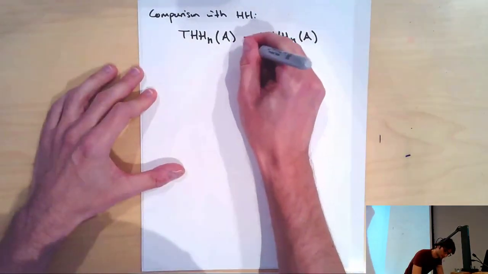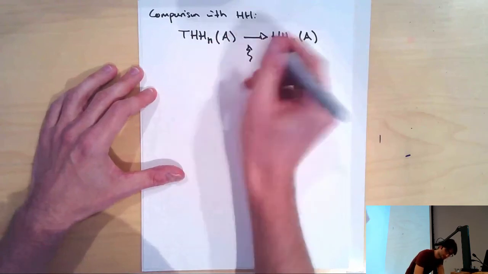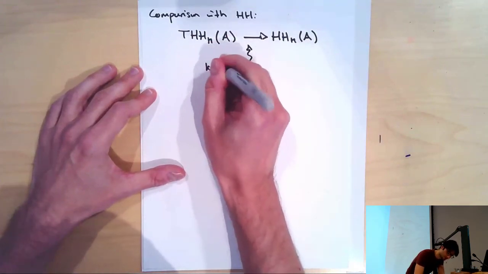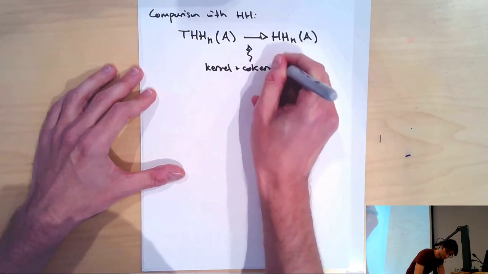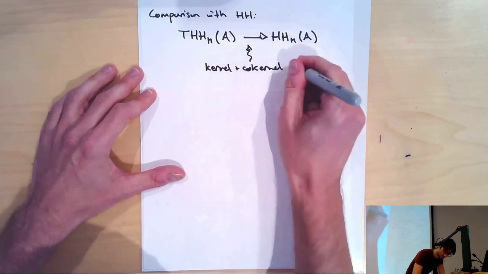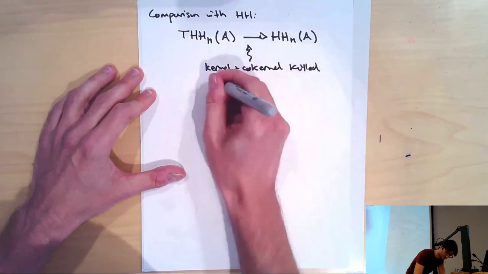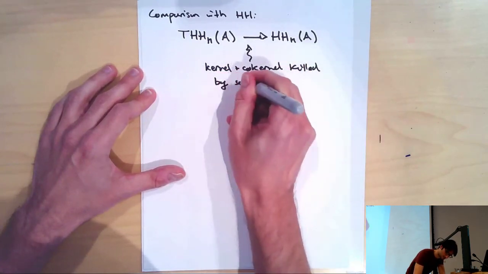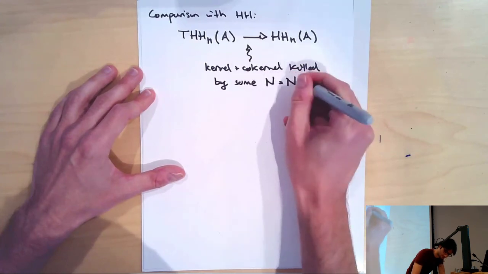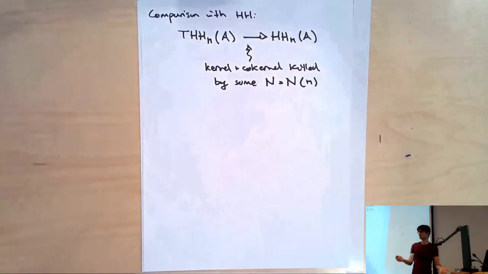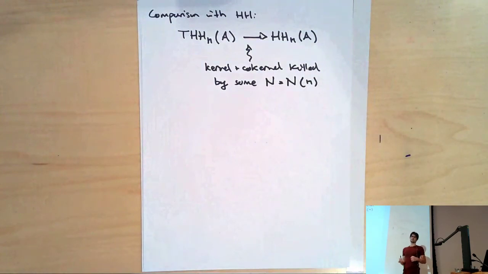And what's important about this, the point I want to make, is that this map will have kernel and co-kernel. That's not the end of the statement. Of course, it has a kernel and co-kernel killed by some integer n, which only depends on the index that I'm looking at. It doesn't depend on the ring that I plug in.